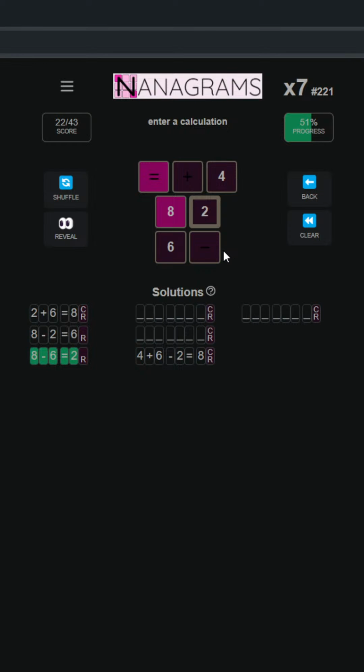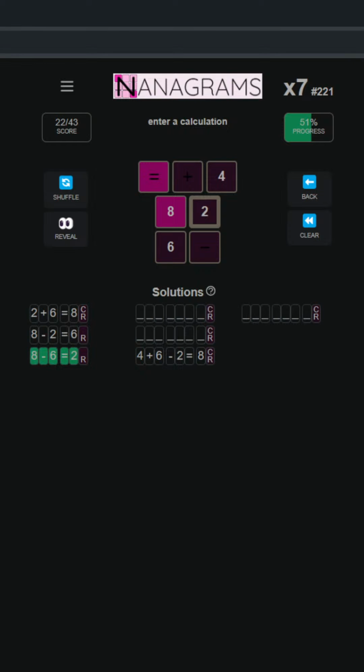8 minus 2 is equal to 6. 8 minus 2 is 6. 8 minus 2 minus 6? No. It has to be some addition and then some subtraction. So something like 8 minus 2 minus 6, no. 8 plus 6? No. 2 plus 6 is 8 minus 4? No. It has to be something on the right side of the equal sign.